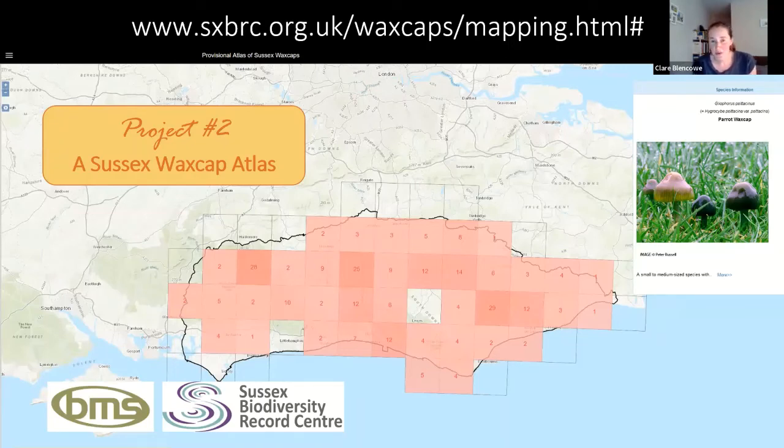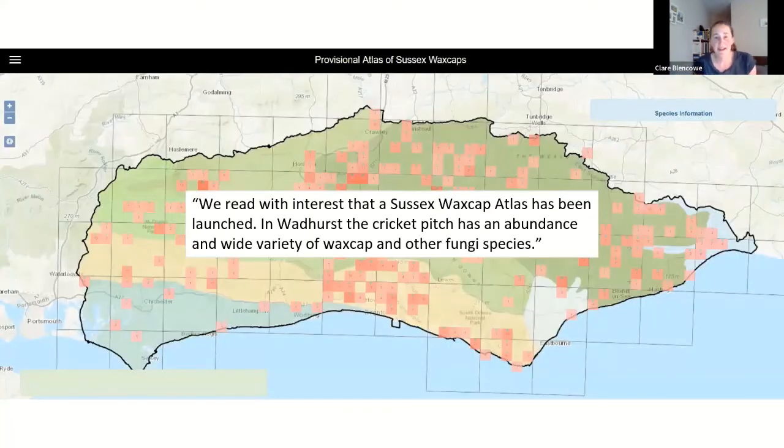So this is also online at the address at the top there. And you can use this tool to look at the distribution of waxcap fungi in Sussex. And I think the finest resolution that it goes down to is 1 kilometre. So you can see where the hotspots are, but also more importantly, the gaps. That's what I want to get people interested in.